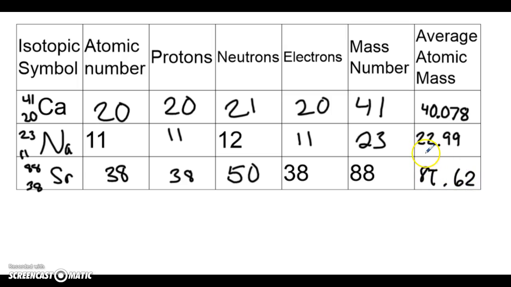It's a weird 7, but 87.62. So a good guess for this one would be that strontium exists as 87 and 88, with 88 being more common, because the average is closer to that.